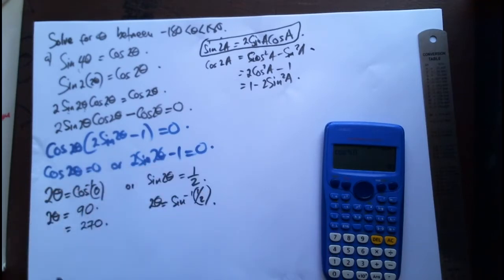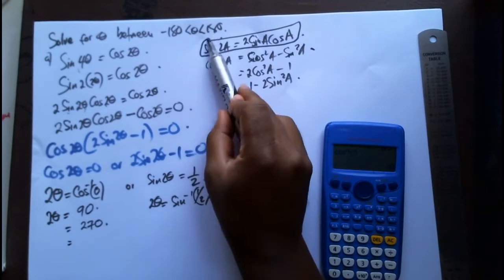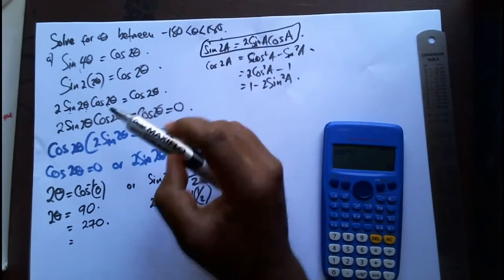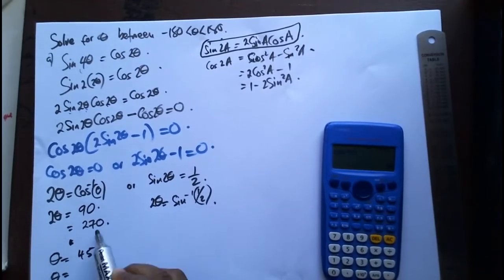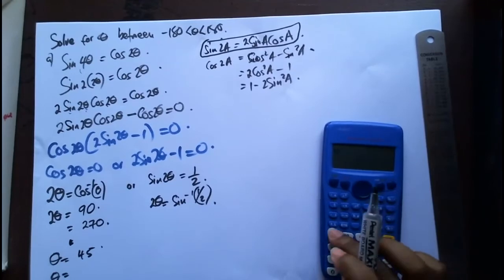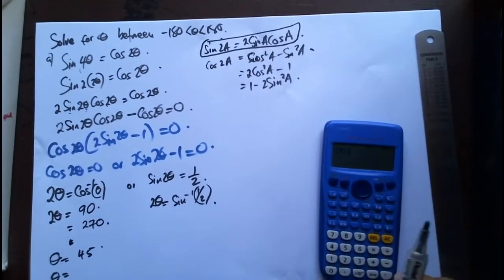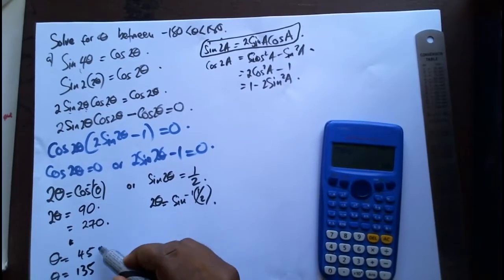Right? So here is 270. We want to find between 0 and 180. So now I can divide this. So theta is equal to 45, and theta is equal to, if I divide 270 by 2, I get 135. So I have two solutions, one solution and another solution.